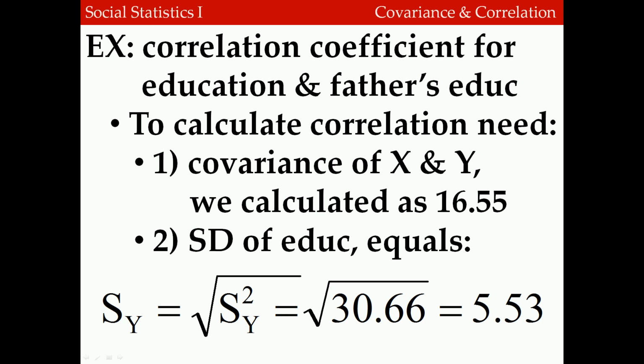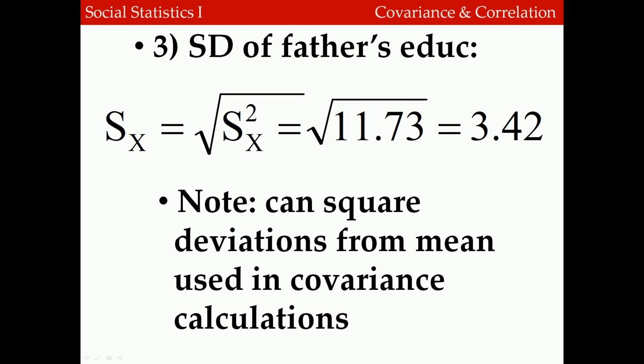Okay, let's take a look at the example of the coefficient of correlation for education and father's education. In order to calculate the coefficient of correlation, we need two things. First, we need the covariance of the two variables, and remember that we calculated that to be 16.55. We also need the standard deviation of the two variables. We can get the standard deviation for education by taking the square root of the variance we calculated earlier. Remember that we calculated the variance to be 30.66, and it turns out that its square root is 5.53. We also need the standard deviation of the father's education, and we get that by taking its variance, which turns out to be 11.73, and taking its square root. So the square root of the variance for father's education turns out to be 3.42.